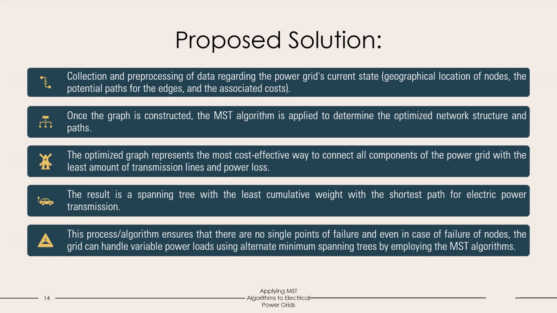So as I mentioned, the result of the spanning tree is a least cumulative weighted graph, which gives the shortest path to transmit power between any two nodes in the graph. And also Vinayaka mentioned on the topic that MST algorithms can also contribute in designing fail-safe networks. This can also be seen in the last point, where if one set of nodes fails, the MST algorithms can be applied to find alternate minimum spanning trees that can be used to transmit electricity without any failures.